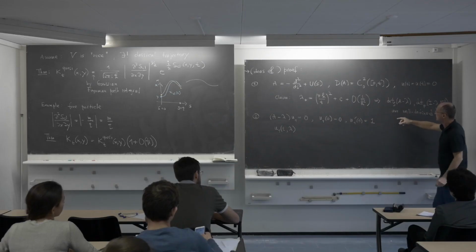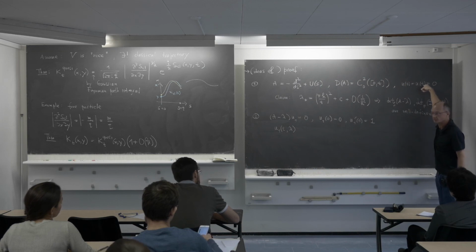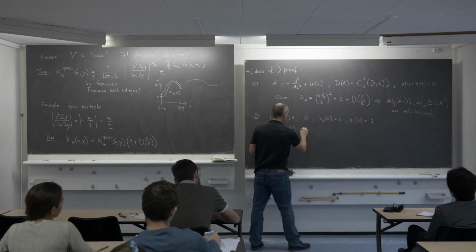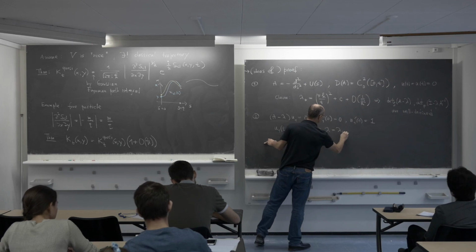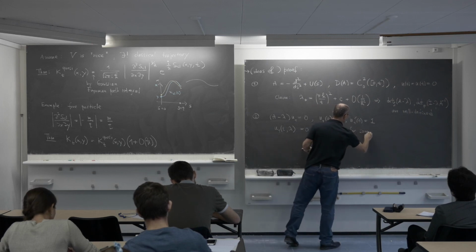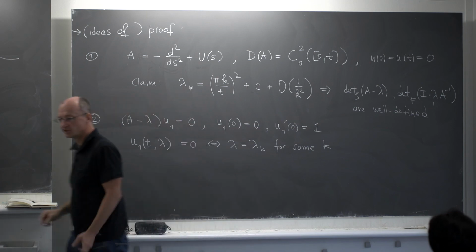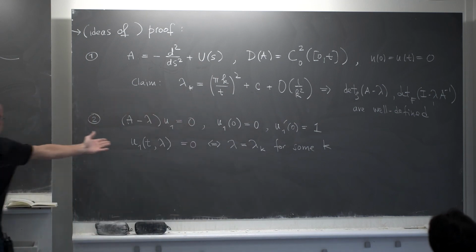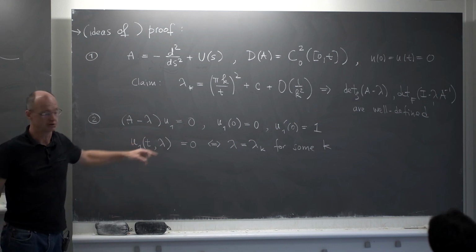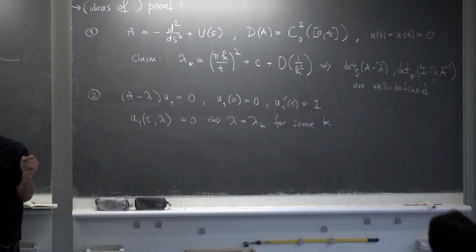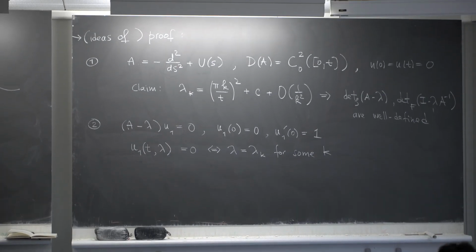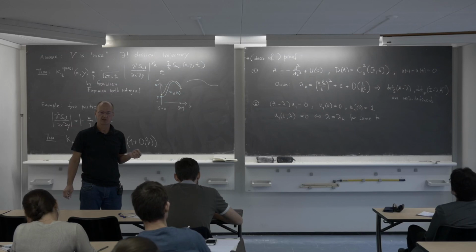Well, this means that this solution u1 vanishes at t, right? So it is equal to 0 if and only if lambda is lambda k for some k, because that's exactly where in this case u1 becomes an eigenfunction. Now, this is kind of suggestive. So there is a function of lambda which vanishes exactly at the eigenvalues.